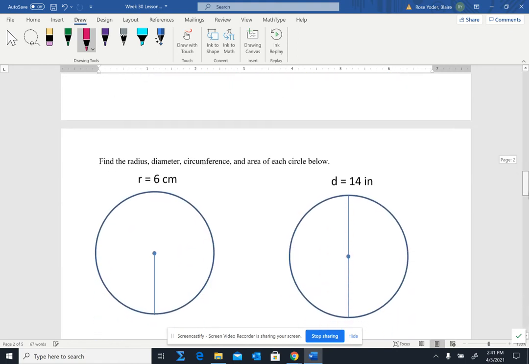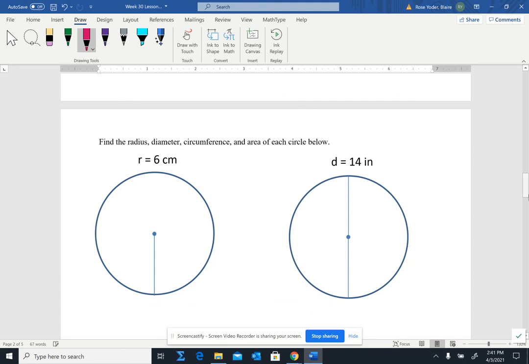All right, let's put this into practice. Mr. Millington and I have a strategy that we love. We sing a little song to the tune of the Village People YMCA. We say when there's a circle, it's RDCA. So every time we have a problem with a circle in it, that's immediately what we do. We write down RDCA.